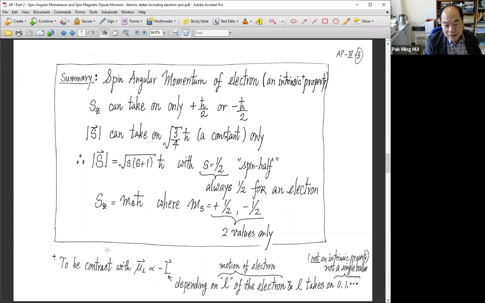So summarizing spin, okay? We have this constant magnitude. S is always half for electron, okay? And then m_s can only take on two values, up, down, so-called, okay? And now that also comes with a spin magnetic dipole moment, and the g factor is 2, okay? That is to say, the ratio is minus e over m.